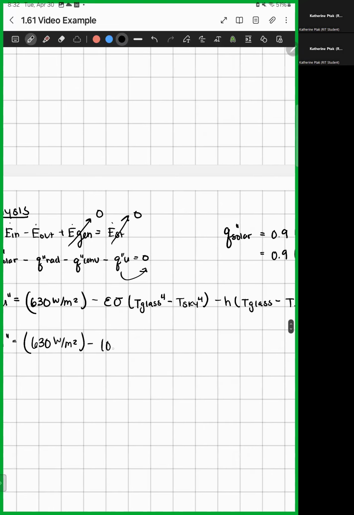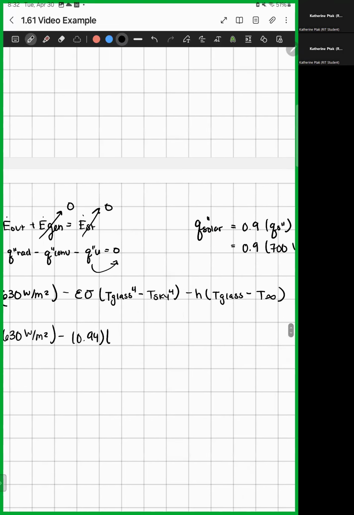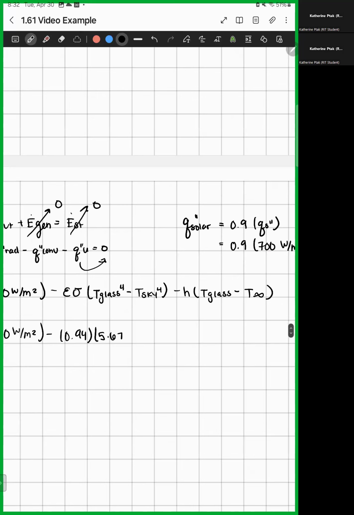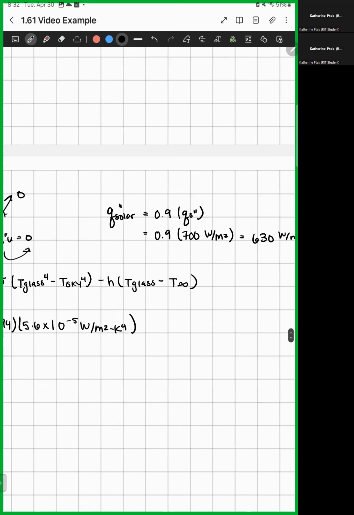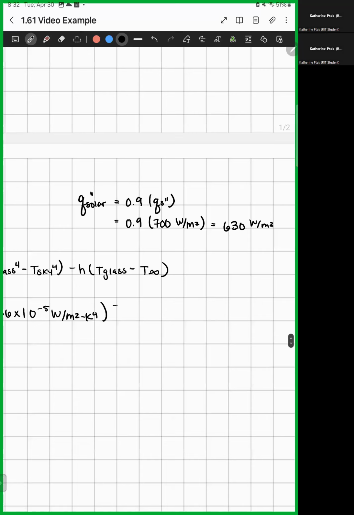minus the 0.94 times 5.67 times 10 to the negative eighth watts per meter squared Kelvin to the fourth. And that'll cancel out our Kelvin to the fourth. So for this, the T glass and T sky do need to be in Kelvin.